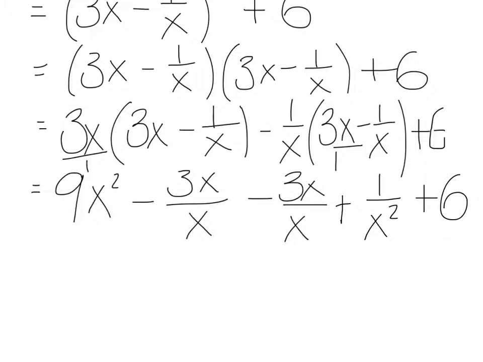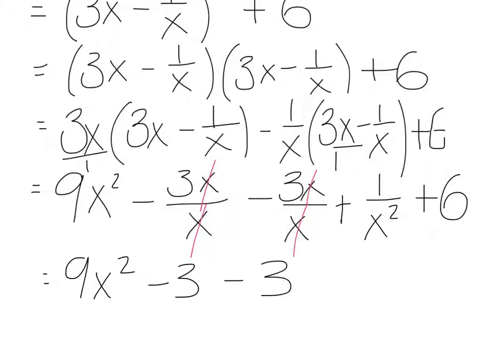So here we have x on the top and x on the bottom, so those can cancel, and similarly here. So that leaves us with 9x squared, take away 3, plus 1 over x squared plus 6.